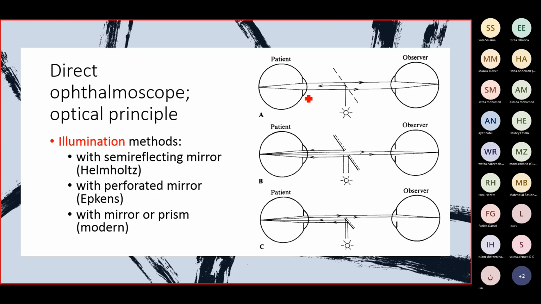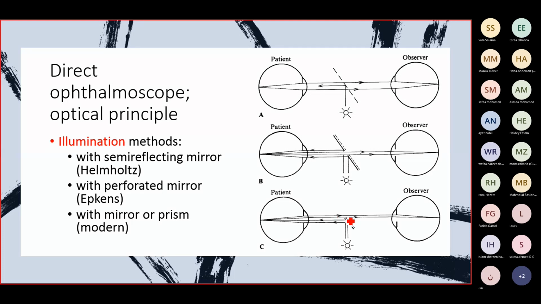We can use either a semi-reflective mirror, a mirror that will reflect some of the light and at the same time allow the reflected light to pass through it to the observer's eye. Or we use a perforated mirror, a mirror with a perforation. The light will be reflected by the mirror, then the reflected light will pass through this perforation, and I observe the light coming through this small perforation. The ones that we use in our modern ophthalmoscopes have a small mirror that will reflect the light and allow the light to pass above it.